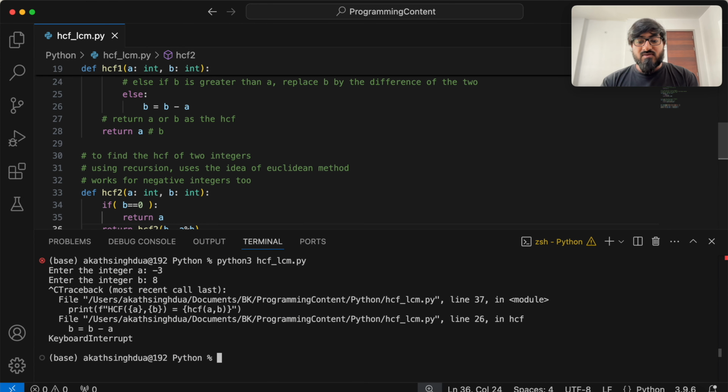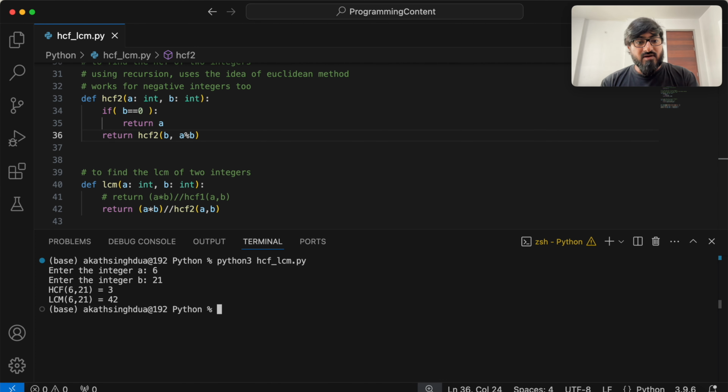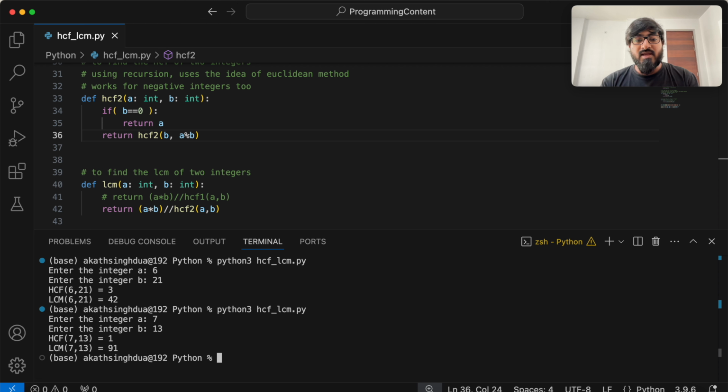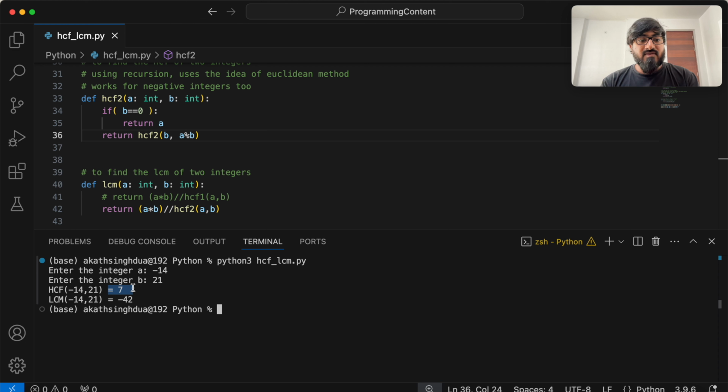So our first case was 6 and 21, HCF and LCM. The other case was 7 and 13. This works for negative integers. For example, if I say minus 14 and 21, HCF is 7, which is correct. The highest common factor is correct.